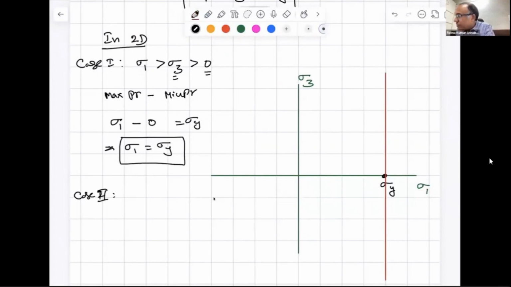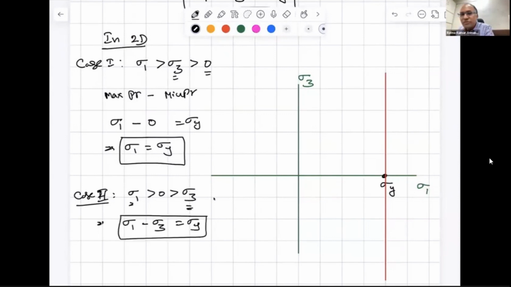What is case 2? Sigma 1 is greater than 0, but 0 is greater than sigma 3. That means in this case also sigma 2 is 0, but sigma 3 is negative. Sigma 1 is positive, sigma 3 is negative. Right? In that case, your maximum principal stress minus minimum principal stress is equal to sigma y. That will be your failure surface. So what is sigma 1 minus sigma 3 is equal to sigma y?